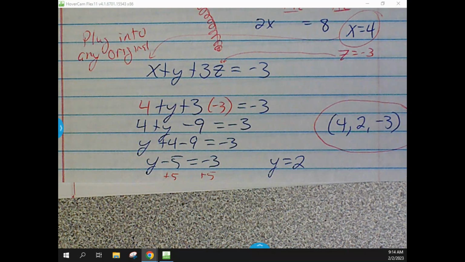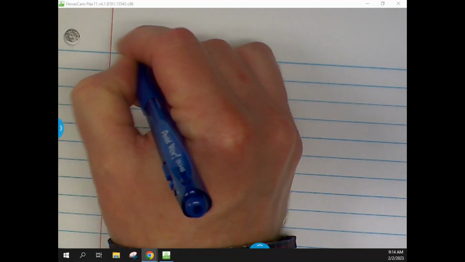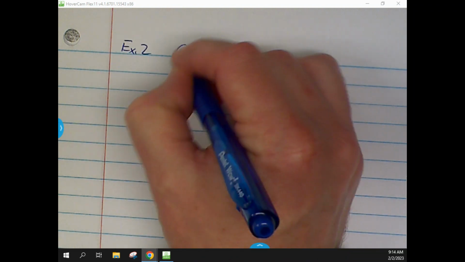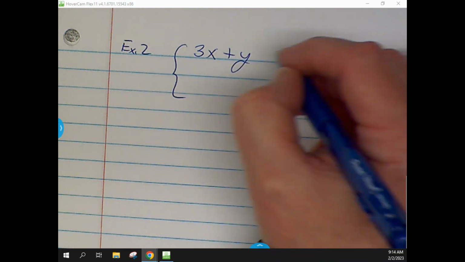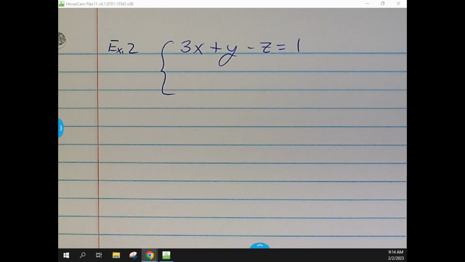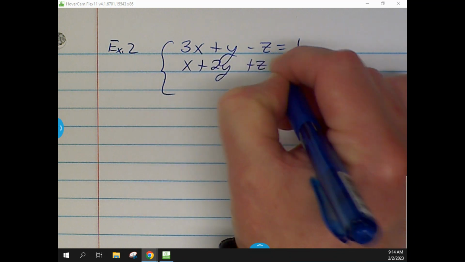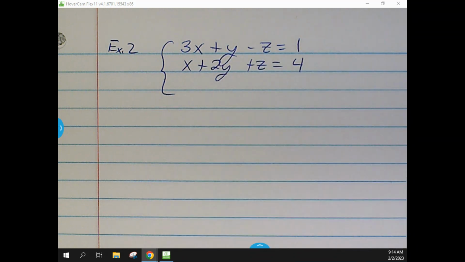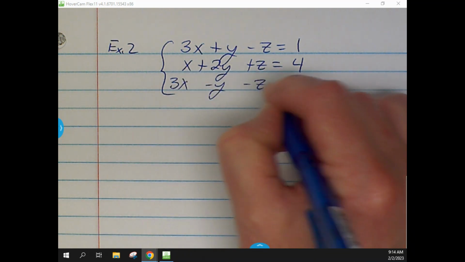All right, so let's do another few of these, just kind of see how it goes. So let's go 3x plus y minus z equals 1. We'll go x plus 2y plus z equals 4, and 3x minus y minus z equals 3.